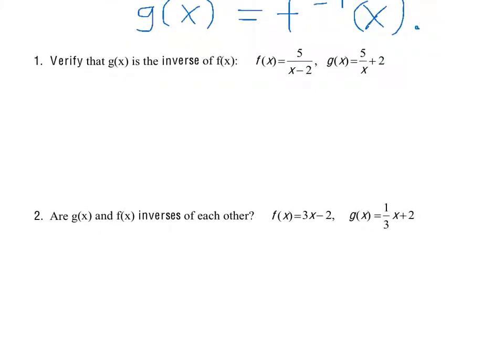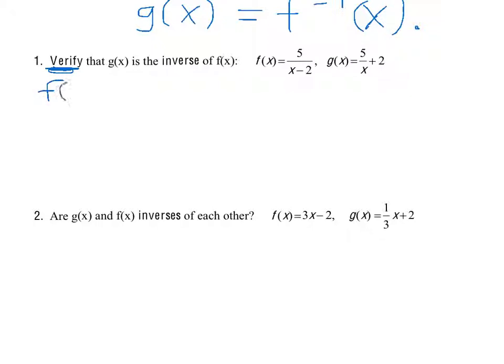Okay, for this first one, it says verify that g of x is the inverse of f of x, and it gives us the 2 functions. Now here's the key word. It says verify. If you ever see verify this or prove this, that means that it's true. You just have to prove it. So I have to prove that FOG and GOF both equal x, but I have to show all the steps.